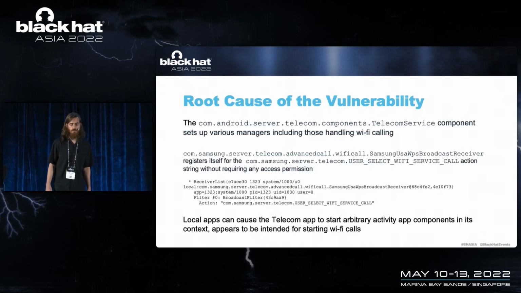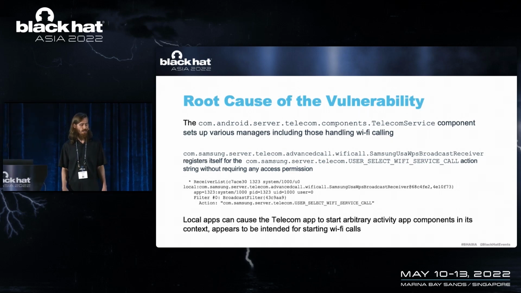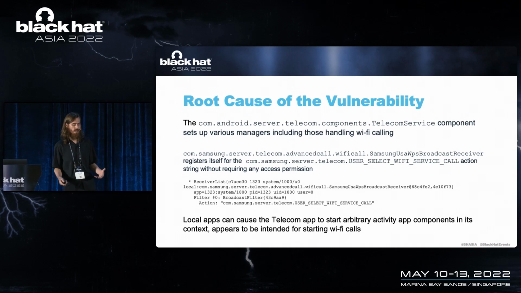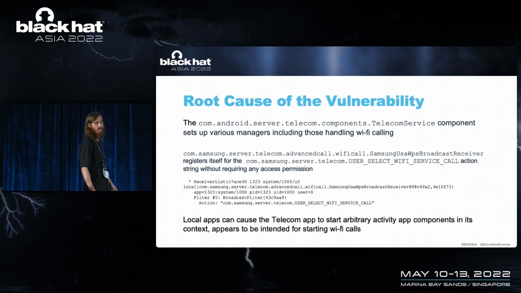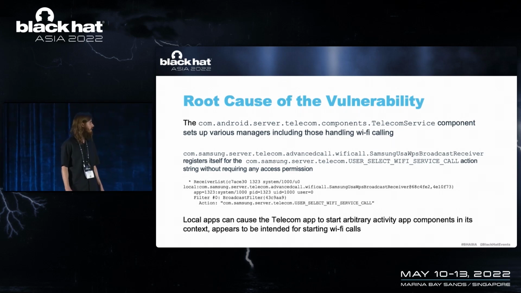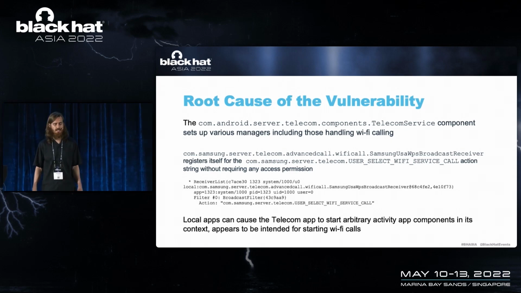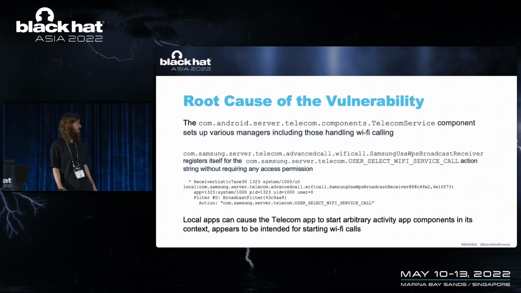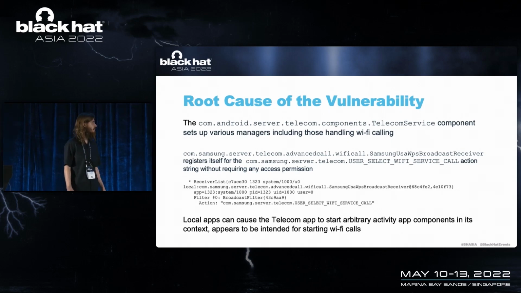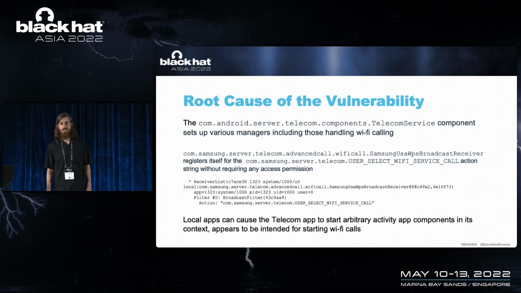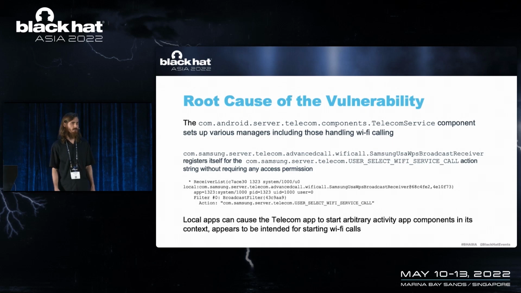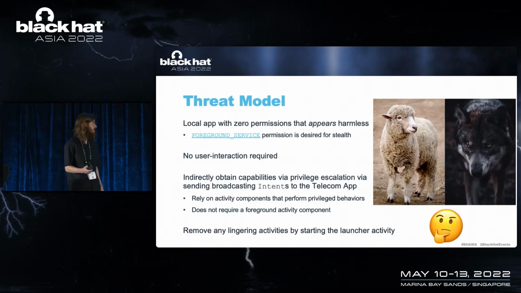So the root cause of the vulnerability is the telecom service application component, which will run at startup, and it sets up various managers, including one that handles Wi-Fi calling. And for the Wi-Fi calling, there's a class called Samsung USA WPS broadcast receiver. This registers for the user select Wi-Fi service call action, and it doesn't require any permission. So this allows local applications to send it broadcast intents, which it will then extract an intent from and then start it as the activity.